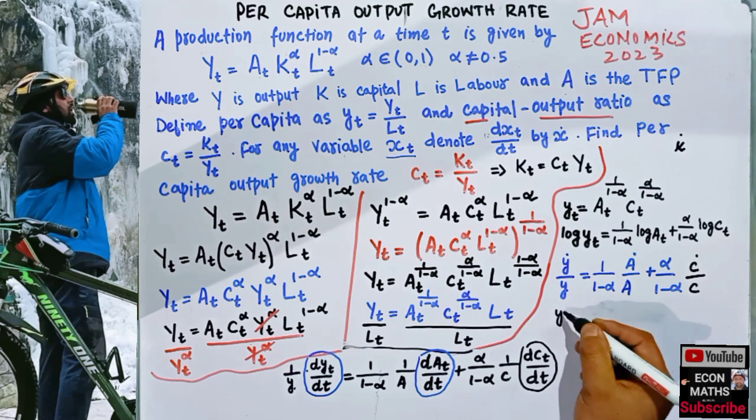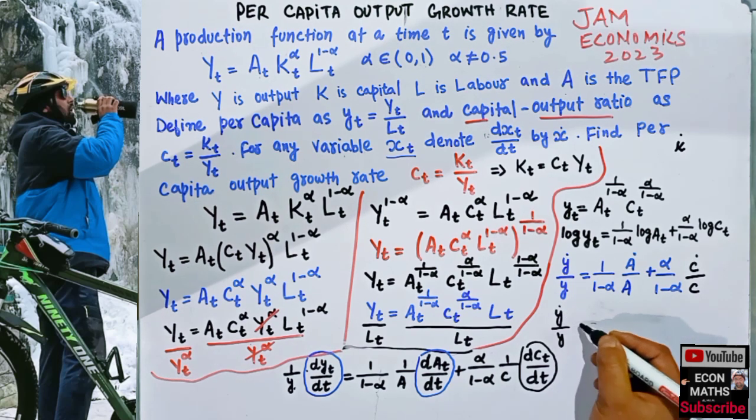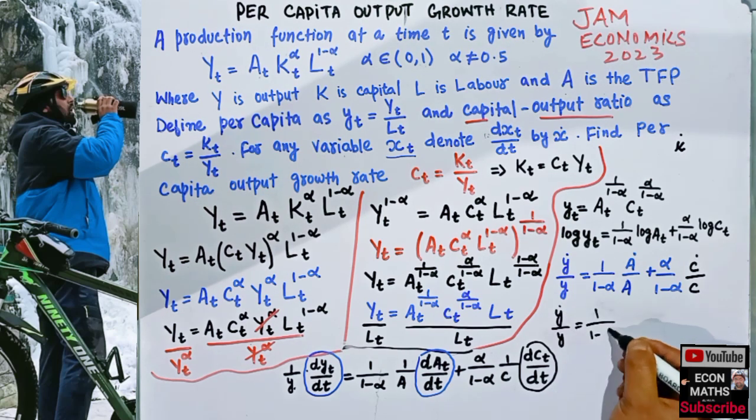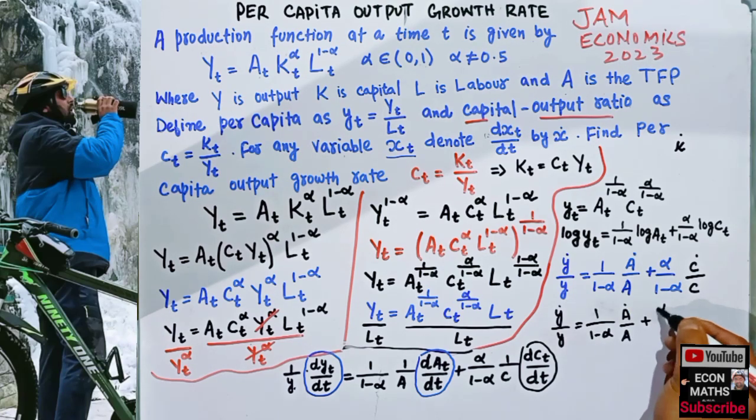So our equation will become y dot divided by y is equal to 1 divided by 1 minus alpha times A dot divided by A, plus alpha divided by 1 minus alpha times K dot divided by K. This should be the answer to the given question.